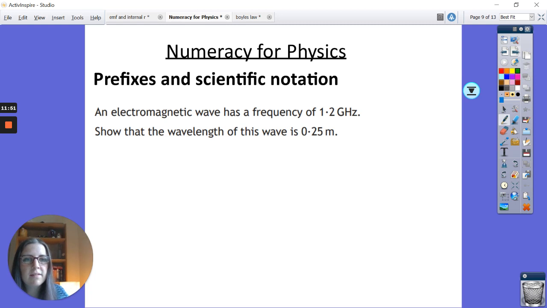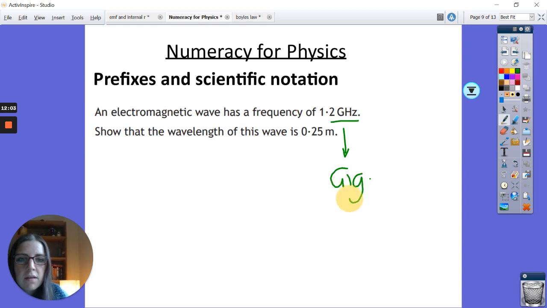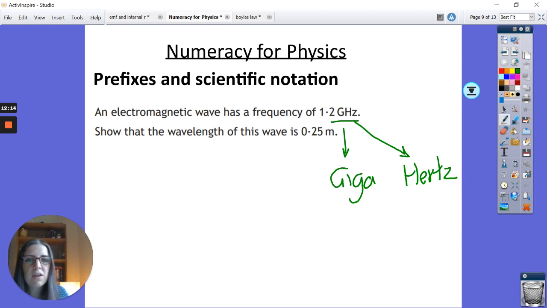Okay, I'm just going to do an example calculation with this. An electromagnetic wave has a frequency of 1.2 GHz. So from this, we need to spot that the G stands for giga, and that's a prefix, which means it's in front of the unit, hertz. Hertz is the unit of frequency, tells you how many waves per second. So it's not 1.2 waves per second, it's 1.2 giga waves per second.